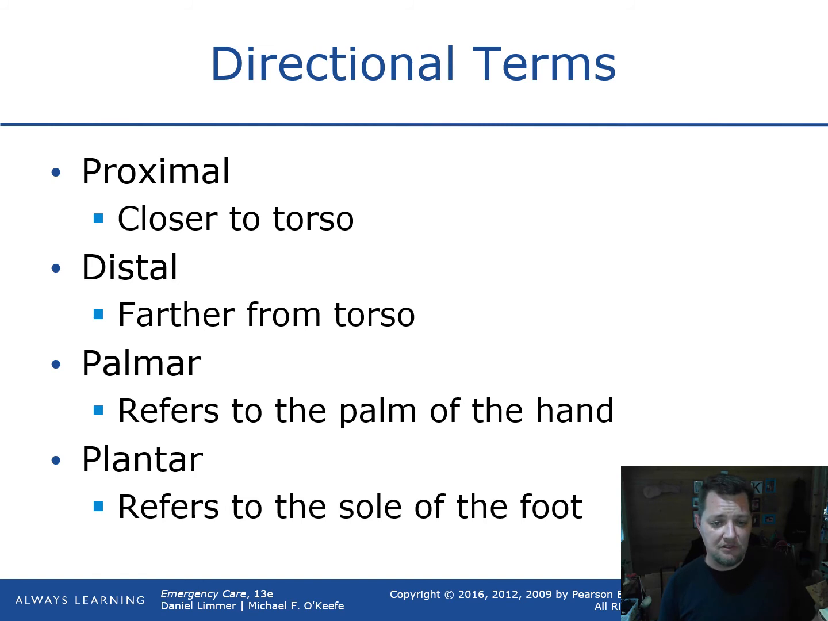Proximal is closer to the torso. Distal is farther away from the torso. Palmar refers to the palm of the hand. Plantar refers to the sole of the foot.